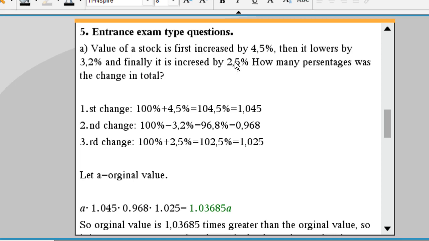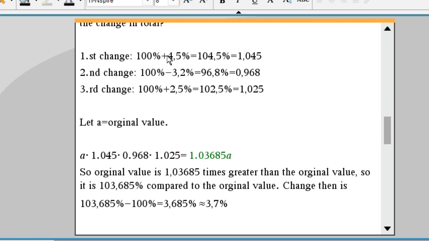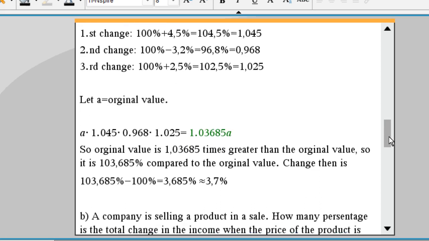And this is never to be calculated by using these percentages directly, like 4.5 minus 3.2 plus 2.5%. You will never do that. It's zero marks from the question. You cannot do it like that. You will have to find these multipliers. So the first change is increased by 4.5%, so the multiplier is 1.045. Then it's decreased, so again we find the multiplier, and then it's increased, and we find the multiplier. So what happens in the calculation?